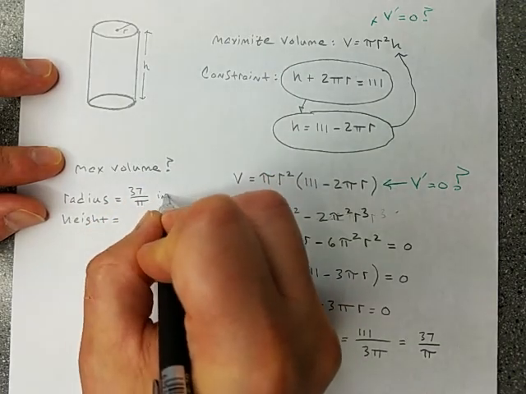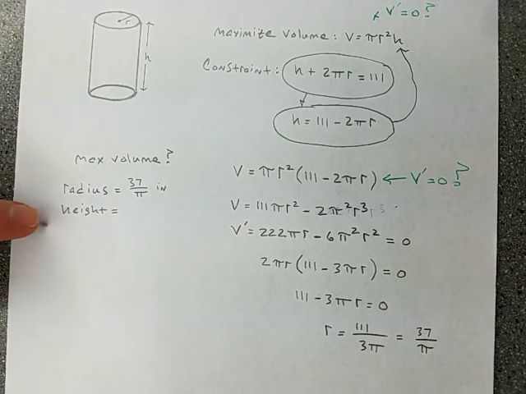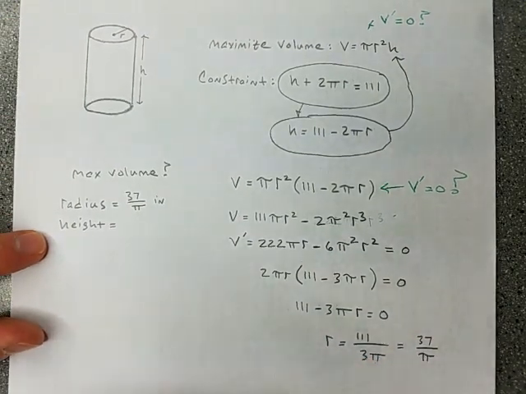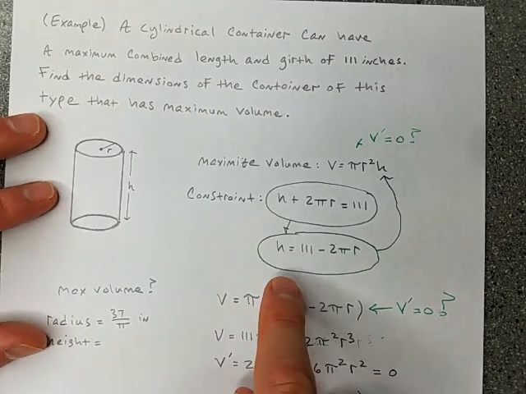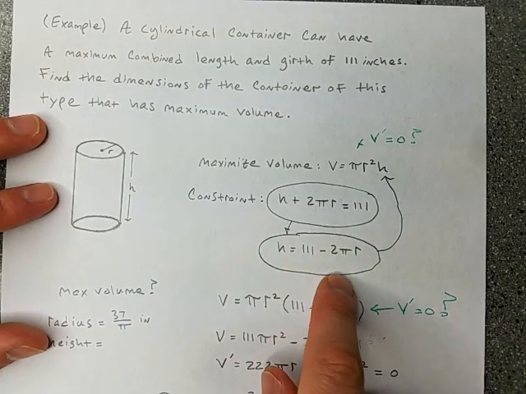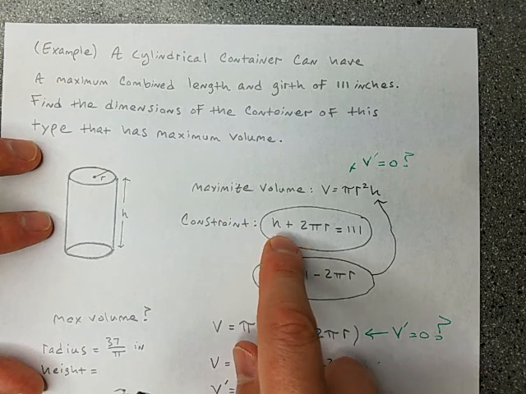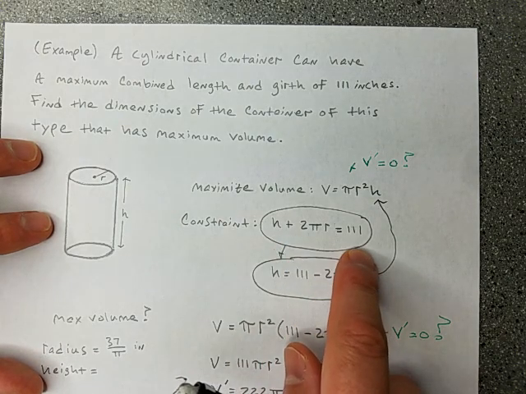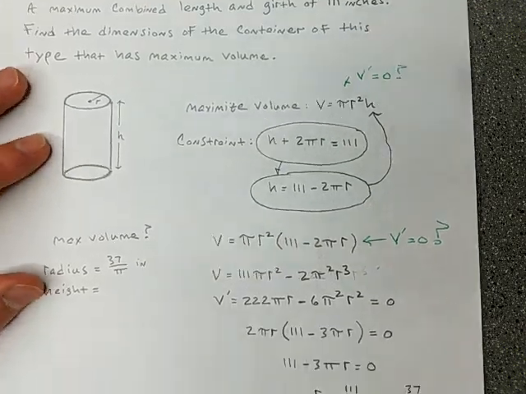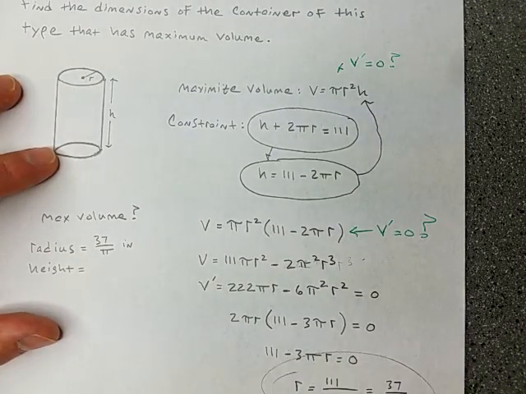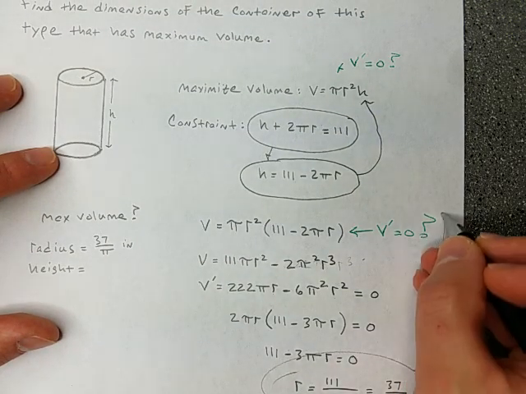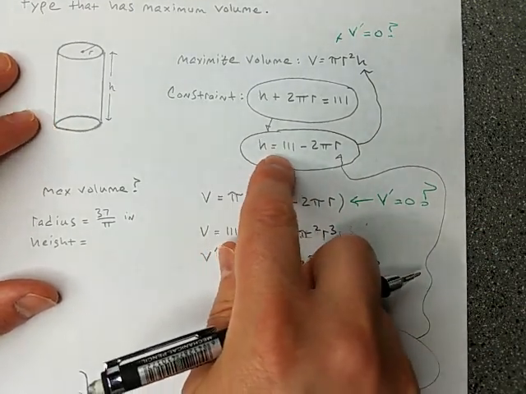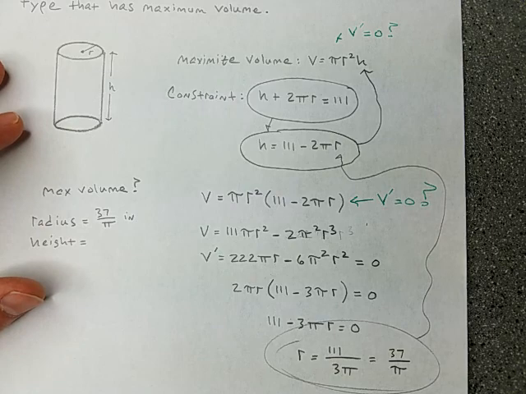Units, that would be in inches. In the height, well, okay, where's the length between the radius and the height in order to find the height? That will be right here, okay? You know, the height plus 2 pi r has to be 111. That was from our constraint. So now that I know this one, I can go up there and I can tell you what the height needs to be as a result, all right?